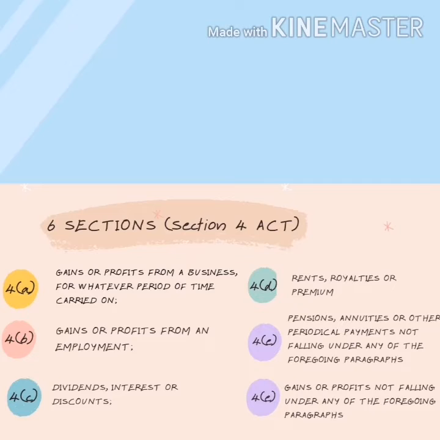Next, section 4 subsection D: rents, royalty or premium. Section 4 subsection E: pensions, annuities or other periodical payments not falling under any of the foregoing paragraphs. Last one, section 4 subsection F: gains or profits not falling under any of the foregoing paragraphs. So these 6 sections are provided for the classes of income.